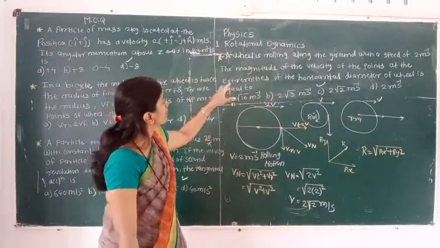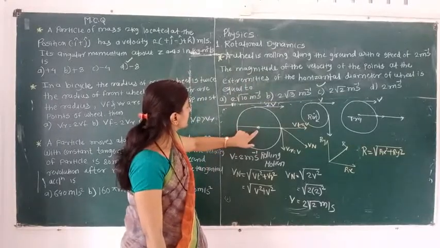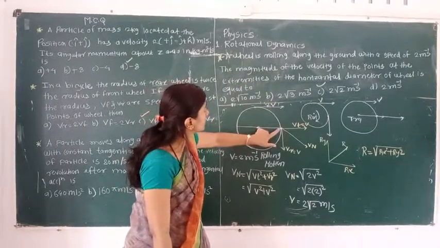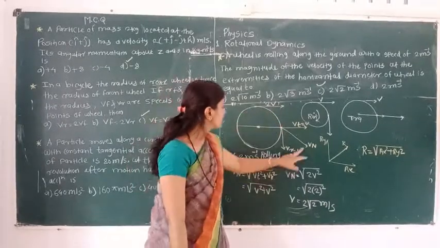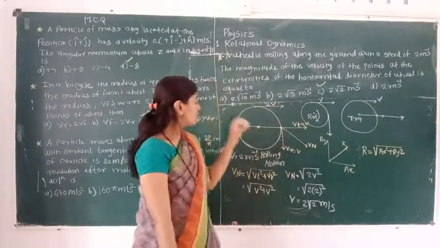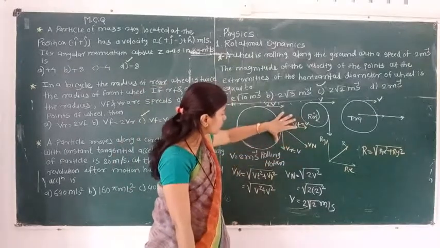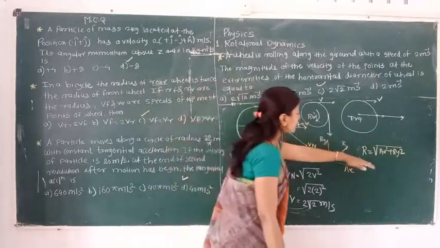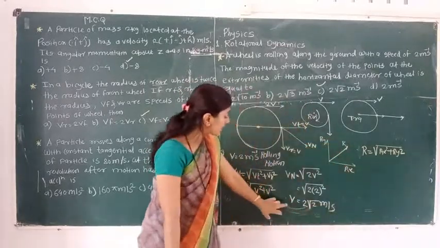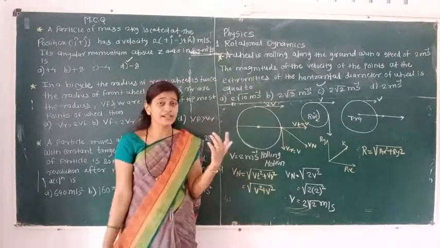So see, the magnitude of the velocity of a point at the extremities of the horizontal diameter. The point is present here. At that point, the magnitude of velocity is given by Vn. We got it using the resolution of a vector formula, which we already learned in 11th standard, and the answer is 2 into root 2 meter per second. In this way, we completed an MCQ.